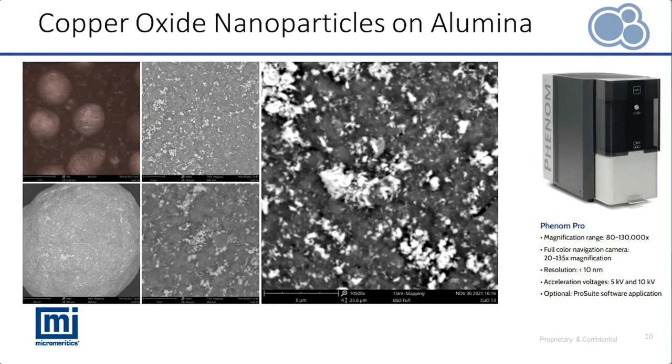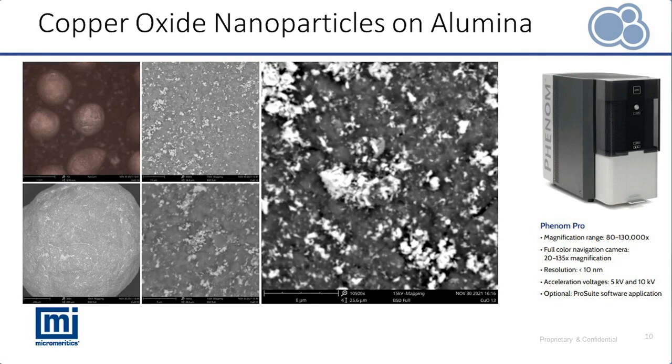Some preliminary characterization was done to better understand this material. The sample is a copper oxide on alumina support purchased from Sigma Ultra. Samples are 14 to 30 mesh. Spheres are 0.6 to 1.4 millimeters in diameter. A Phenom Pro SEM was used to take these photos.